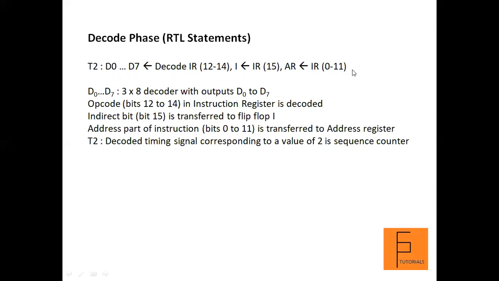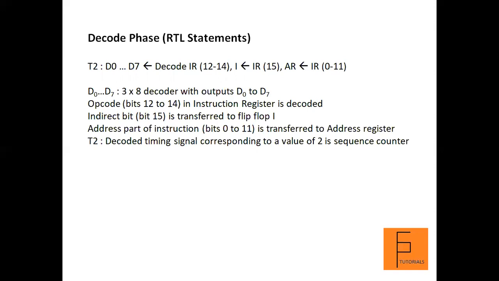That means you take 12 bits of the instruction register, which denotes the address part, right? See, 0 to 11, this means there are 12 bits. So you take these 12 bits and you store it in the address register. What does the address register contain? The address register contains the address of the instruction which is about to be executed.